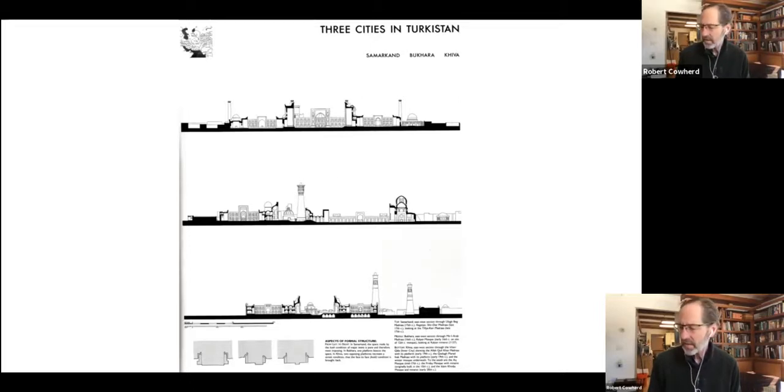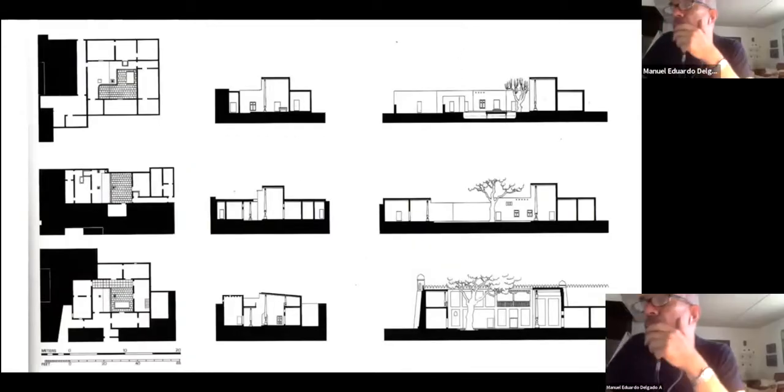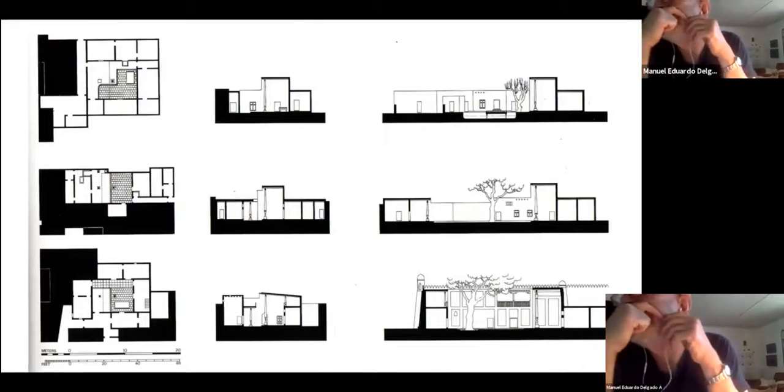Again, this architect, the author of these works, is Klaus Herdeg. The books are in the library. And these images are often available online.